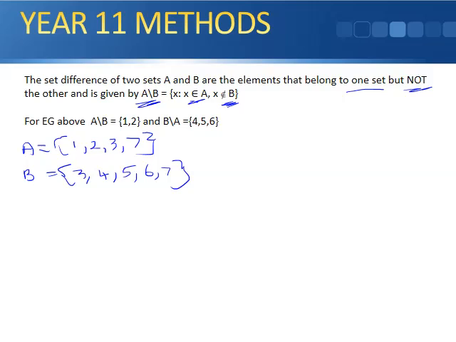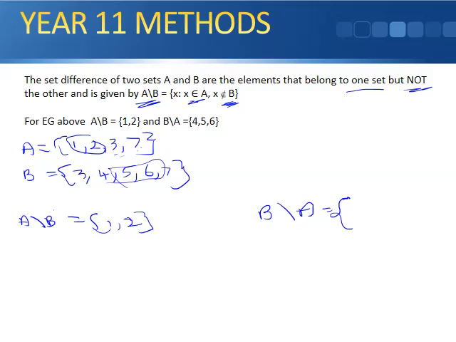Now belong to both. Belongs to one but not the other. That's A. So it belongs to A but not B. Well, 1 is not in B and 2 is not in B, but 3 is and 7 is. So these we don't write. So this one will be 1, 2. B given A. Okay, we look at the B and we have 4, 5, and 6 is not in A, so we write that one down.